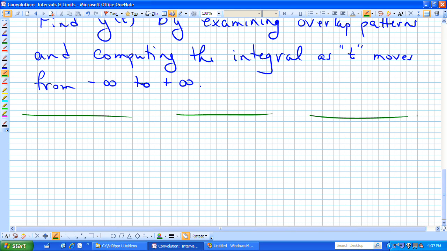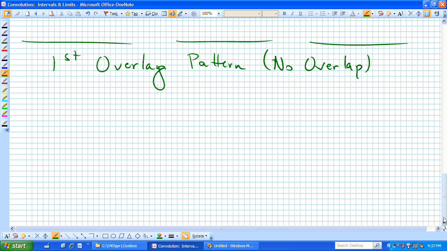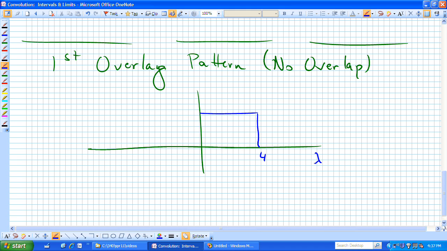The very first overlap pattern, which is what I call an overlap, is really the case where we have no overlap. So the first overlap pattern is in fact when we have no overlap, and I hope this starts to become very clear. And what I like to do is I like to just sketch these. Here's my h of lambda.